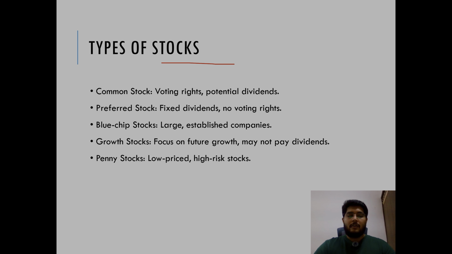Now, what are the types of stocks? There are certain types of stocks that we'll discuss over here. The first is common stock. You receive voting rights, potential dividends. Then preferred stock, fixed dividends, but no voting rights. Blue chip stocks, these are large established companies. For example, Apple, Meta, etc. Growth stocks focus on future growth, may not pay dividends. Penny stocks, these are low priced but high risk stocks. Most of the stocks that we have are common stocks.